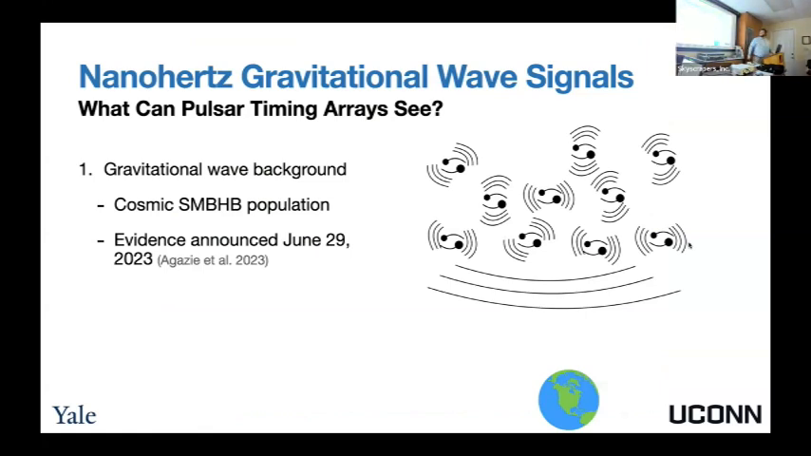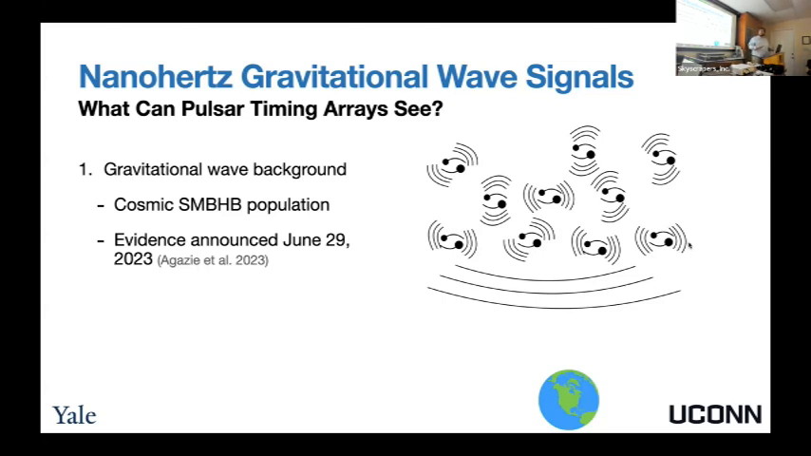Okay, so there's a few different types of signals we actually expect to see from these nanohertz gravitational waves. The first signal that we expect is what's called the gravitational wave background. This comes from the cosmic population of supermassive black hole binaries. And this is what we presented evidence for in June of 2023. For the first time, we had enough of a clear correlated signal between all of our pulsars to say, we think we're seeing the gravitational wave background.